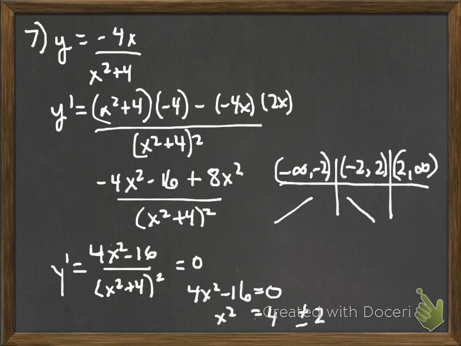Plug in a big positive number. So we have a max at negative 2 and a min at 2. Some of you are getting confused as to what to plug in where. So that's your test. You can find the y coordinates for both of those, negative 2 and 2, by plugging them into the original function.